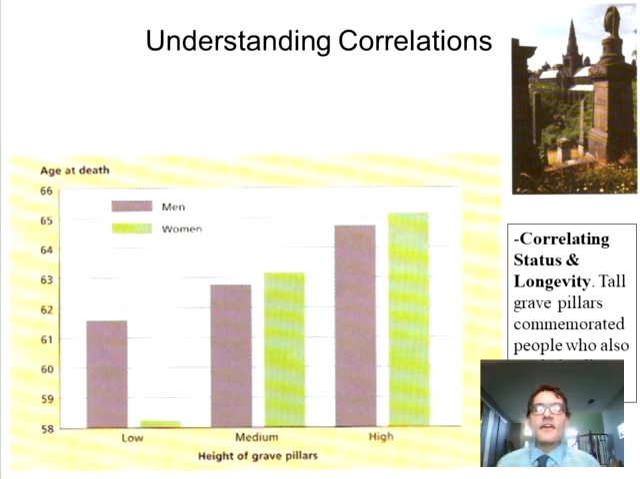So here is another interesting correlation, and this is a correlation between the height of a grave pillar and the age at death. Okay, so they have low grave pillars, medium grave pillars, and high grave pillars, and then the age at which they died. Okay, and so what's going on here? Well, it feels like there's a relationship, and the relationship is that people who live longer have higher gravestones.